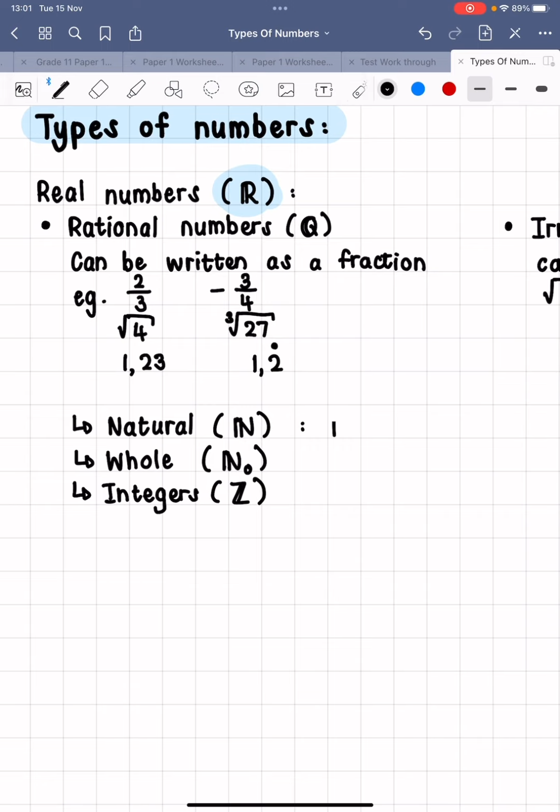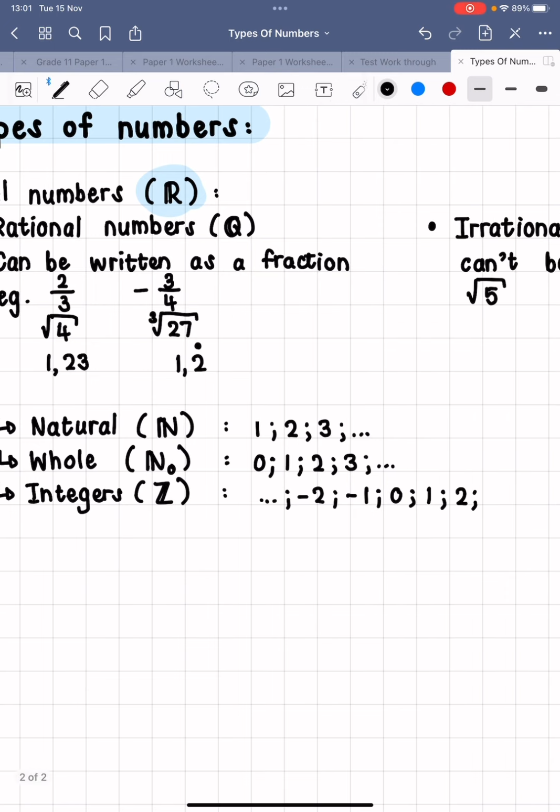Now natural numbers are the numbers 1, 2, 3, and so on. Whole numbers starting from 1. The whole numbers set starts with 0, and then it's the same as the natural numbers thereafter. But then integers are also whole numbers, but now we can have negative numbers as well. So if I start at -2, then -1, 0, 1, and 2, and then we can continue like that.